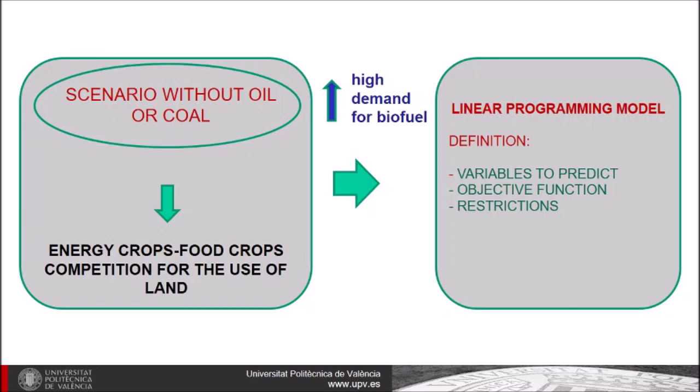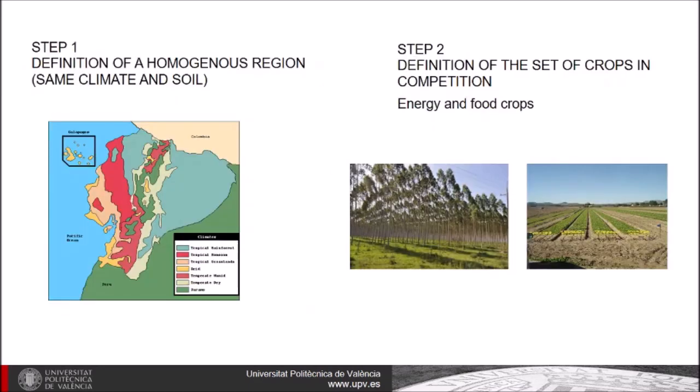To ensure food availability, we can propose an optimization model based on linear programming. We have applied this model to Ecuador. The first step will be to define homogeneous areas by climate and soil. In these areas, a group of food and energy crops will be in competition for land use.